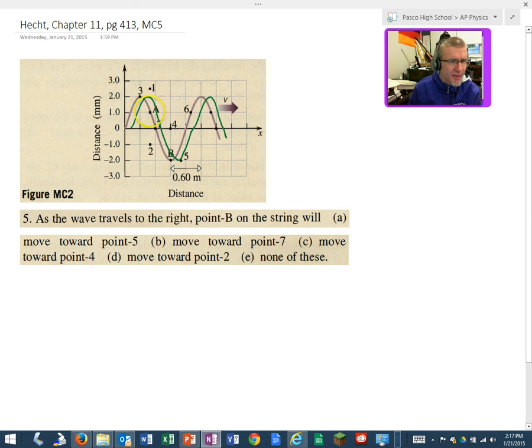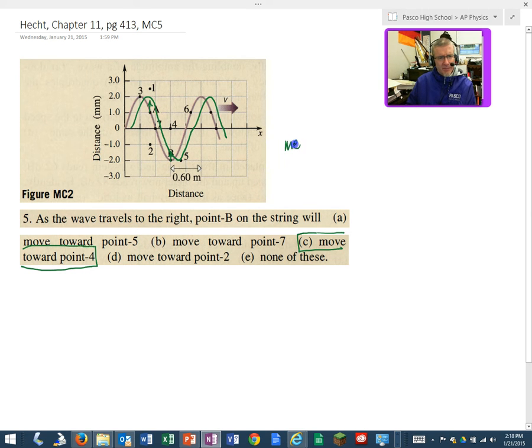I move that just to show that it looks like point A has moved up. So point A is almost near the crest now. Point B has actually moved up towards point 4. So that would be the answer, that point B is moving up towards point 4 as the wave moves from left to right. It's not going to move towards point 2.